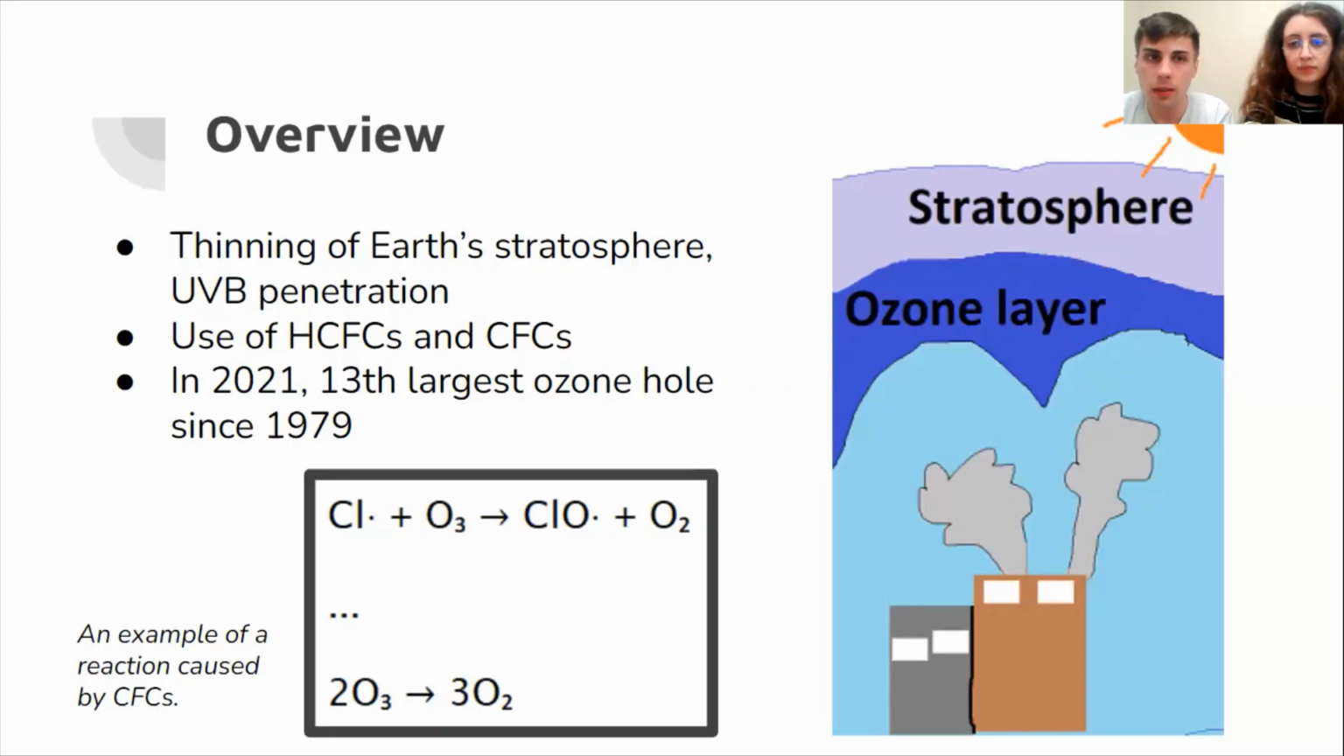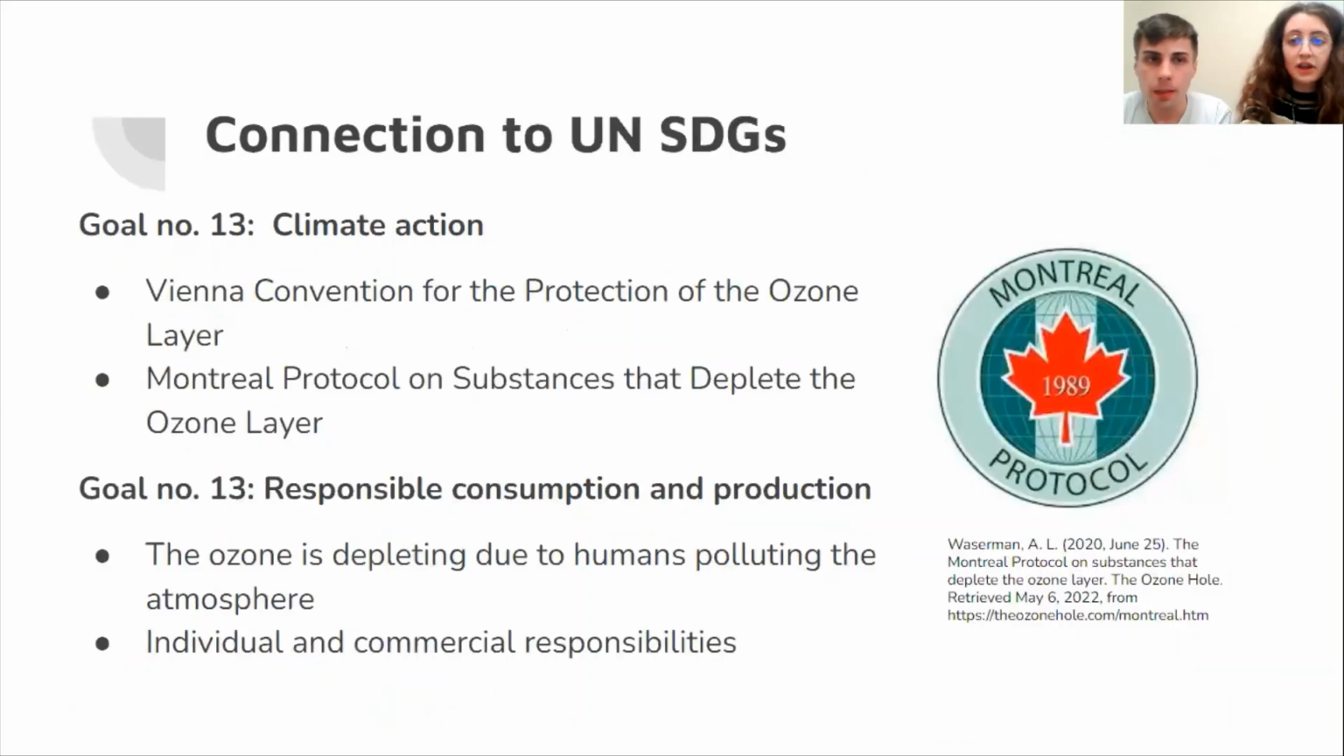The connection to the UN Sustainable Development Goals: the main goal it's focused on is goal number 13, which is climate action. The Vienna Convention for the Protection of the Ozone Layer was first developed in 1985, and that stated that there was this problem and that the UN wanted to work towards a goal to fix it.